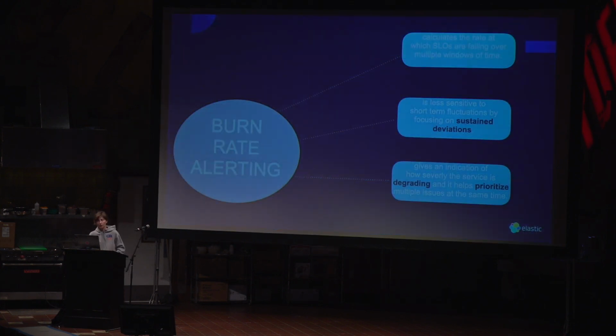Right, so once we create a service level objective, we can also define burn rate alerting. What does that mean? Once we have that specific alert, we can calculate the rate at which the SLOs are failing over multiple windows of time. It's good because it will give us an indication of how the service is degrading, and it helps prioritize multiple issues at the same time.